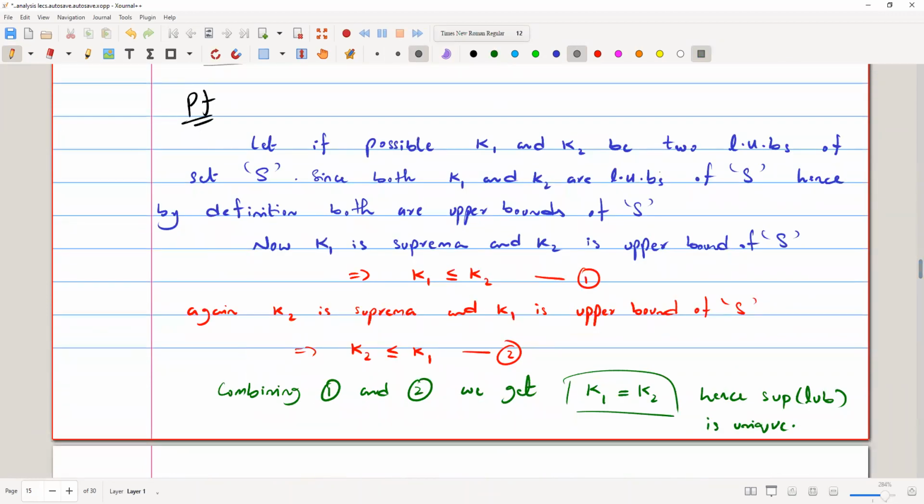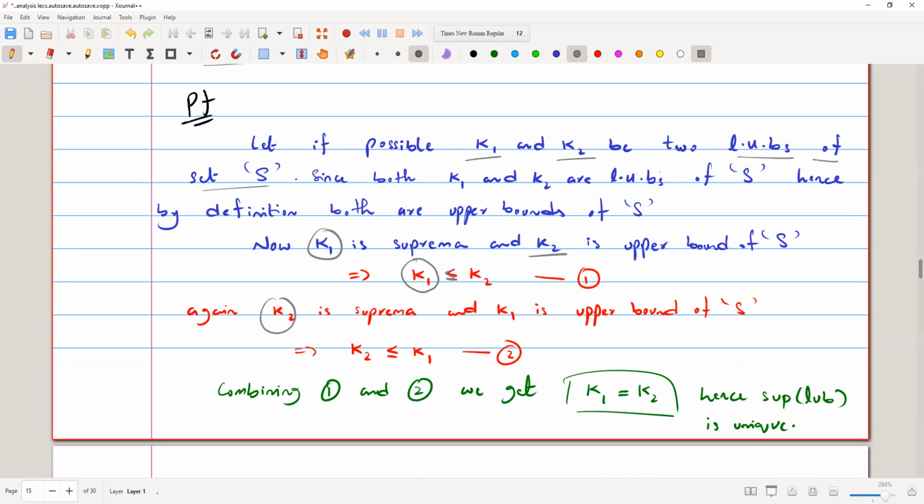So let's start with the argument that, if possible, K1 and K2 are two least upper bounds of set S. Since both are least upper bounds, they are upper bounds as well. By definition, if K1 is the supremum, that is the least upper bound, and K2 is an upper bound, then the least upper bound K1 is less than or equal to all the upper bounds. Since K2 is also an upper bound, K1 is less than or equal to K2. We call it equation 1.